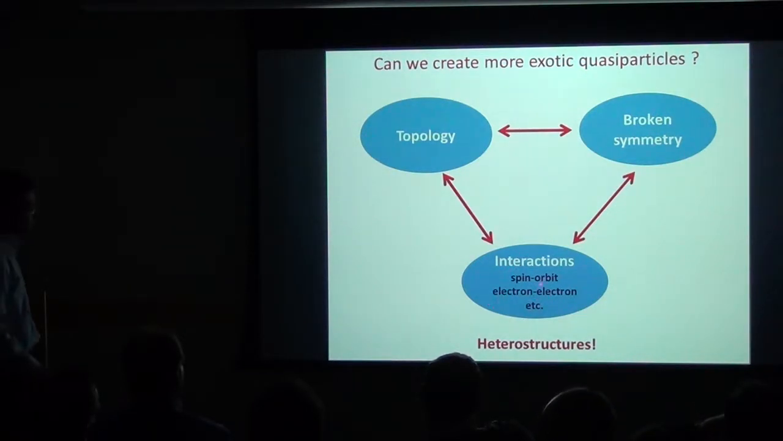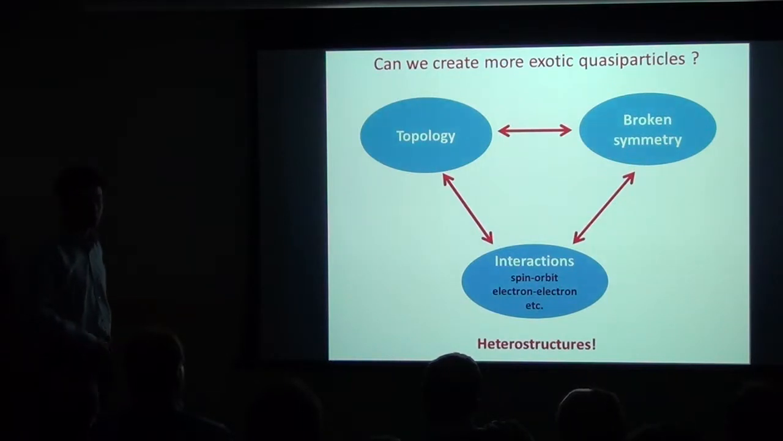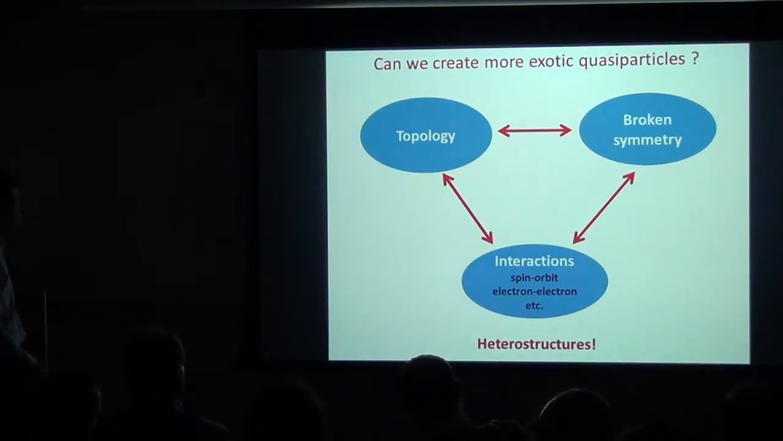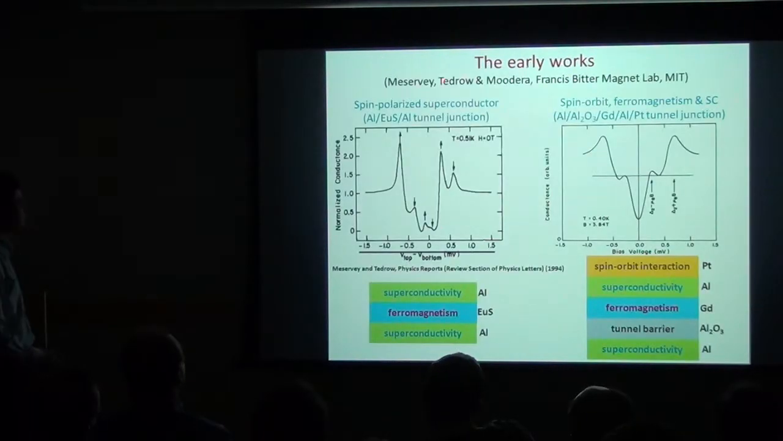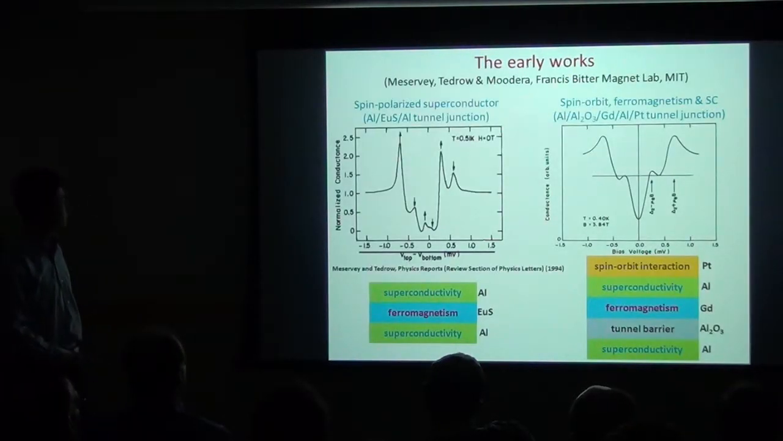If we combine broken symmetry with interactions, we can study how strong electron interaction plays a role in graphene, for example, or in molybdenum sulfide, which will give us a lot of novel quasiparticle states. And all these properties of quasiparticles were based on heterostructures. There are early works of this approach done in our lab.